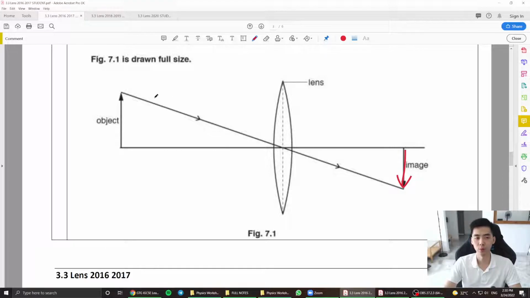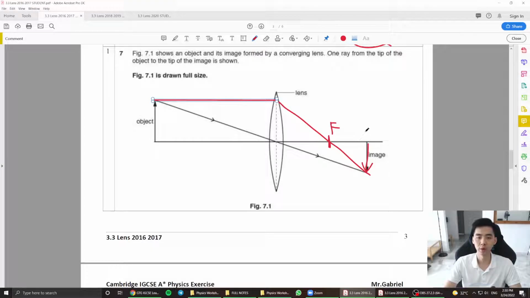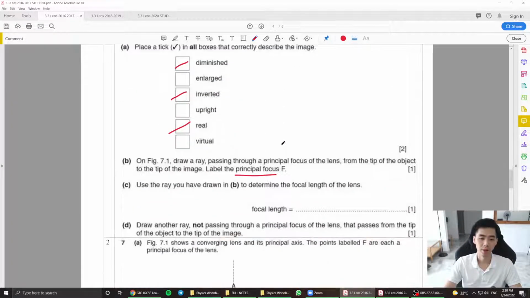backwards, right? So what we do is we're still going to draw the horizontal line, and once we reach the normal of the lens here, we use a straight line and cut through directly onto the image here. Wherever it cuts on the principal axis, this is where your focal point is, guys. Alright, so it's just a matter of doing it inversely.